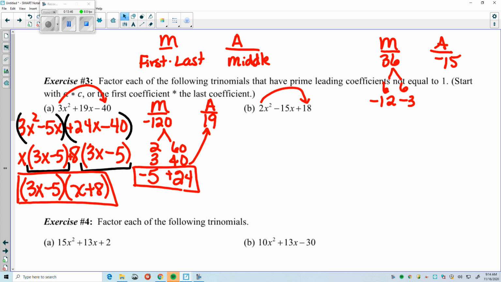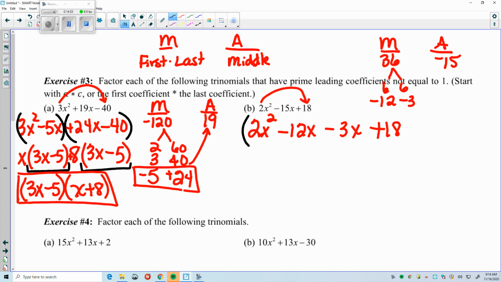Okay, so we found our factors. So let's do the same thing that we did before. Copy your first term. Copy your last term. And then we're going to fill in the blanks with the factors that we found. So I have a negative 12x, and I have a negative 3x. Okay, and again, the first step, factor by grouping.